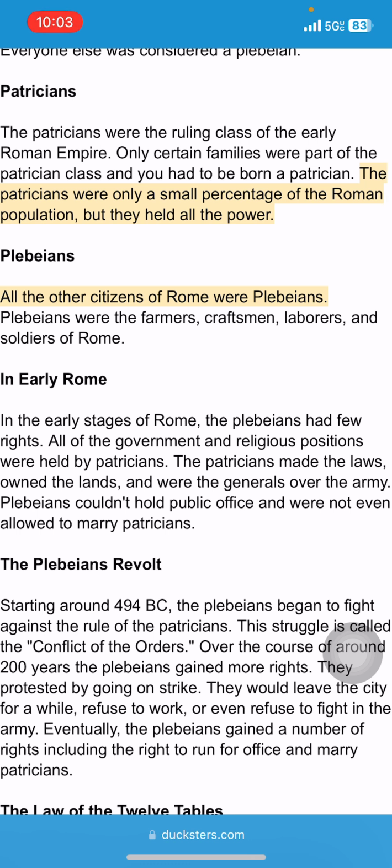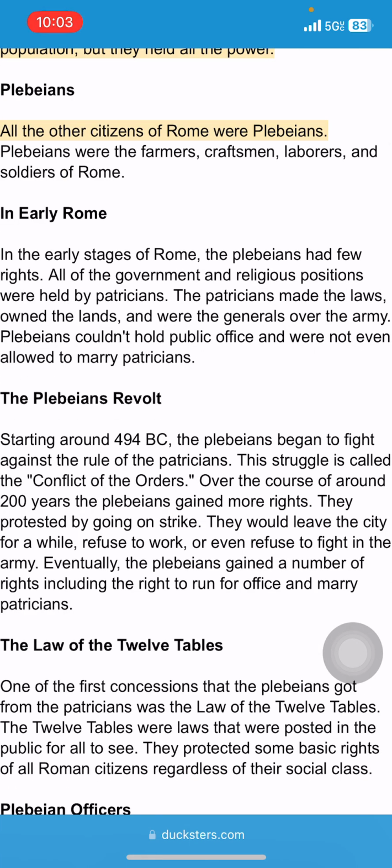Plebeians were the farmers, craftsmen, laborers, and soldiers of Rome. In the early stages of Rome, the plebeians had few rights. All the government and religious positions were held by patricians. The patricians made the laws, owned the lands, and were the generals over the army.